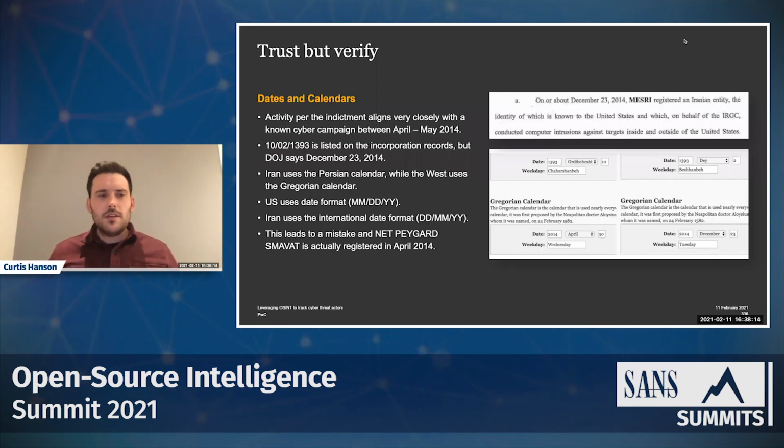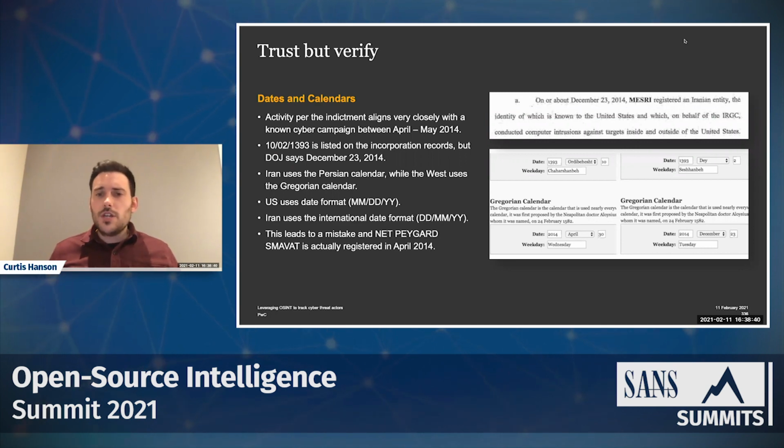So I went back to my handy incorporation record, saw when it was incorporated, and that was 10/2/1393. And you'll immediately, for some of you, maybe jump out and say 1393, that's a very weird date. Well, I knew going into this that Iran uses the Persian calendar, where most of us in the West use the Gregorian calendar. So I knew there actually had to be a conversion factor. So that's also why I wanted to go verify this.